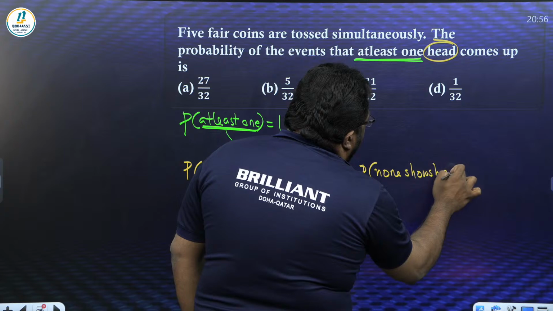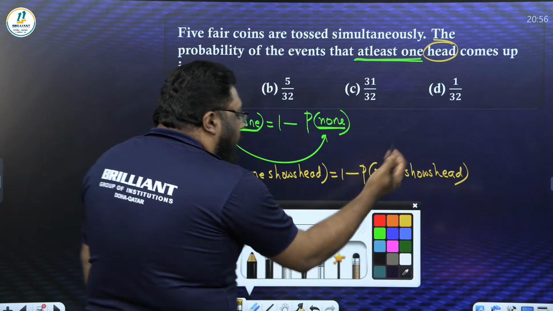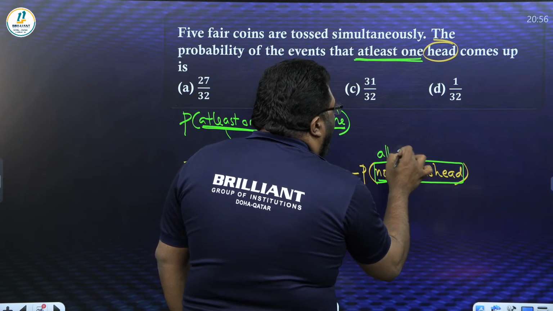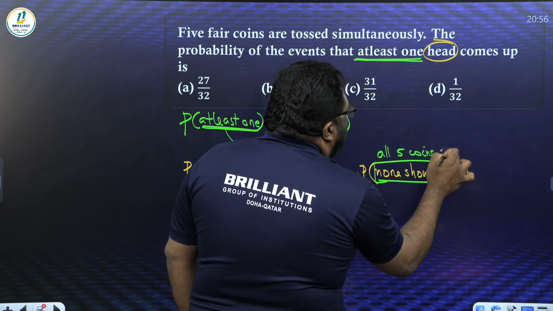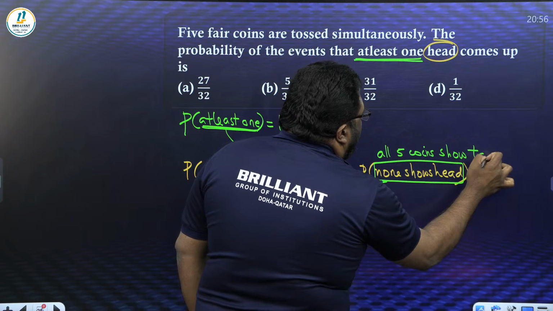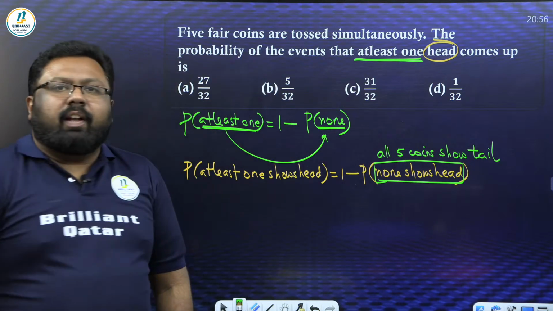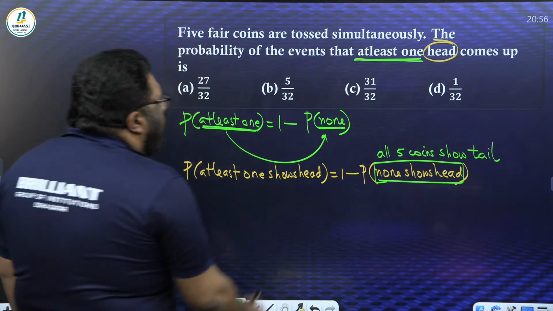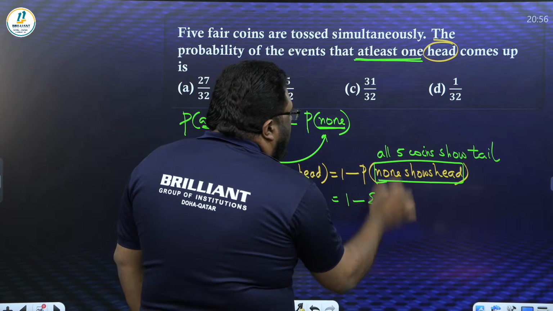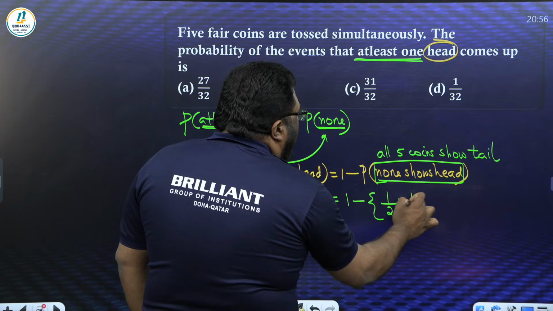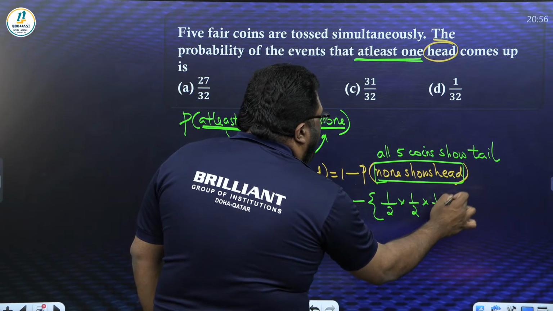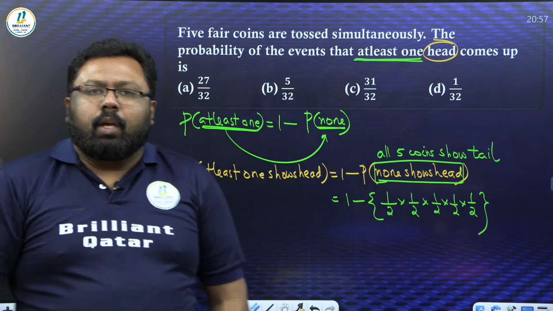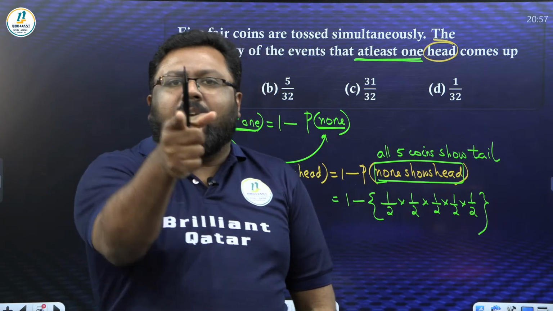shows head. If it does not show head, what does it show? If it does not show head, it means all 5 coins show tail. Am I correct? If it does not show head means all the 5 coins which I tossed are showing a tail. So what is the probability that the 5 coins are showing a tail? It's 1 by 2, 1 by 2, 1 by 2, 1 by 2 and 1 by 2. All the 5 times you toss the 5 coins, right? Every time the coin is showing a tail.